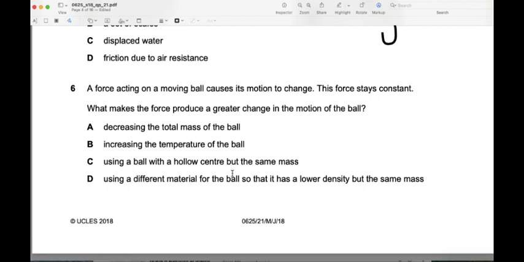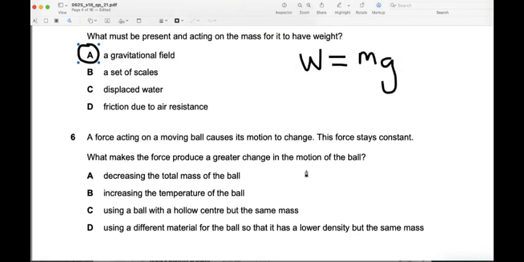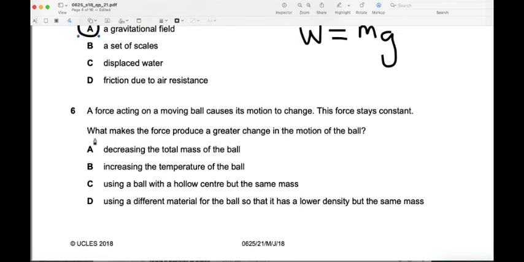A. Decreasing the total mass of the ball. B. Increasing the temperature of the ball. C. Using a ball with a hollow center but the same mass. D. Using a different material for the ball so that it has a lower density but the same mass. What makes the force produce a greater change in the motion of the ball? Decreasing the total mass of the ball. Number 6, I think, yes. Decreasing the total mass of the ball could be it, right?